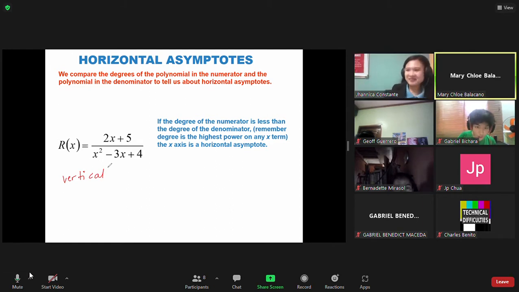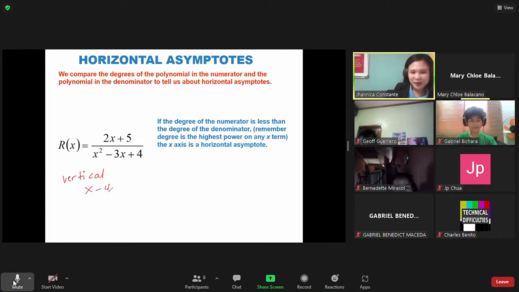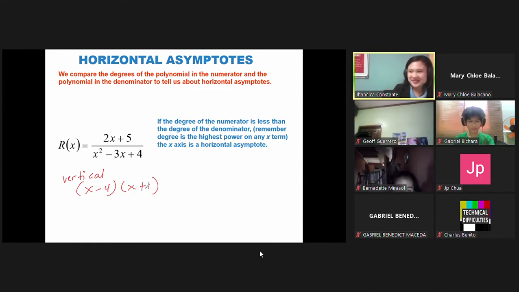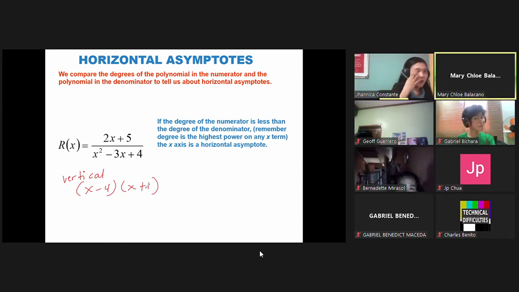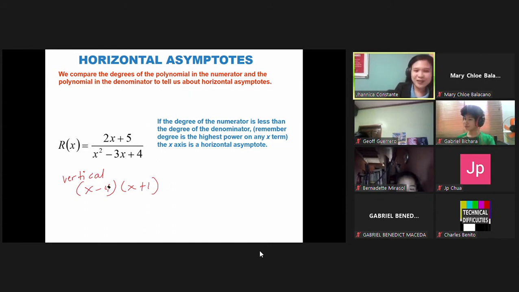x minus 4 and then x plus 1. That is the factor that we have according to Chloe. Is it correct? Do you agree with Chloe that this is the factor that we have for the equation x squared minus 3x plus 4? Is it right? It's not, because according to Chloe the 4 will be negative, which is not. It should be positive 4.